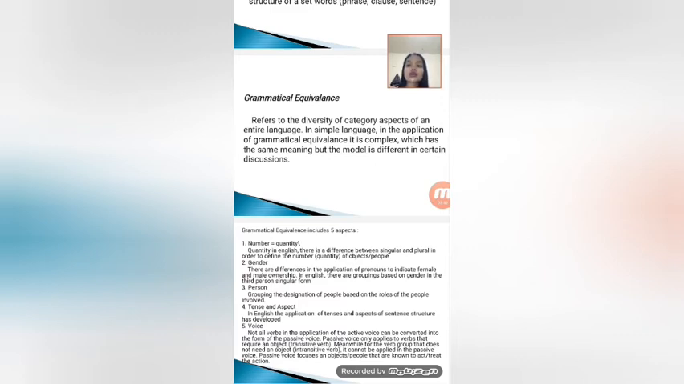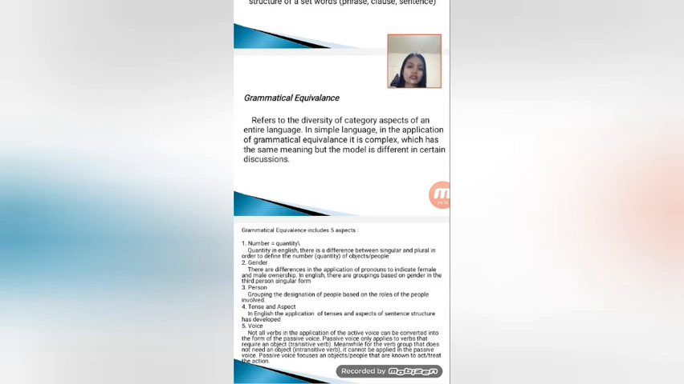3. Grouping, the designation of people based on the roles of the people involved. And 4. Tenses and aspect. In English, the application of tenses and aspect in sentence structure has developed.